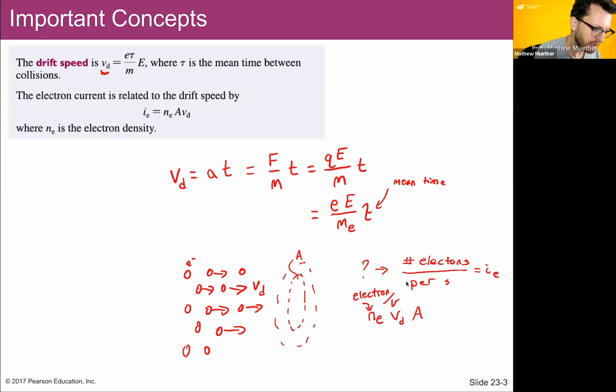Let's check out the units on this thing. The electron density has units like electrons per cubic meter. A velocity has units like meters per second. And the cross-sectional area has units like meters squared. So you can see all the meter units cancel out of this, and this thing has units like electrons per second. This is another measure of how many electrons per second pass through that cross-sectional area.